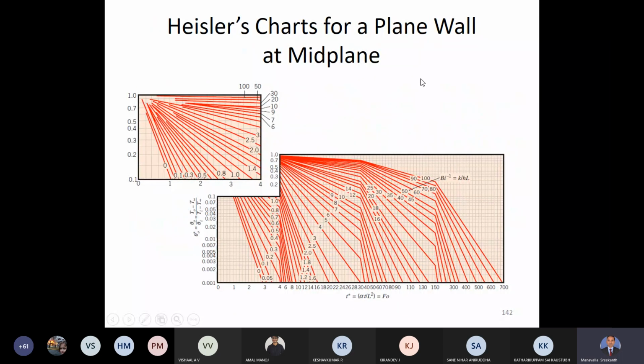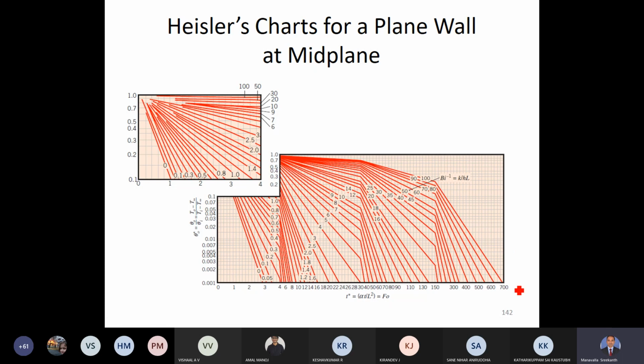So here I have given a typical Heisler chart for finding the temperature of a plane wall at mid plane. There is a wall, and at the center I want to find the temperature. So you see here, this is the graph, and this inset is a magnified version of this region. Basically this and this are the same, but this region being very cluttered is presented here. So you can read the temperature of the center using this particular chart. All you have to do is, on the x-axis, find the Fourier number. The Fourier number can be found using the time, and you have to find the Biot number, and the Biot number is a parameter used to plot these curves. So once you have this Biot number and the Fourier number, you can find the temperature.